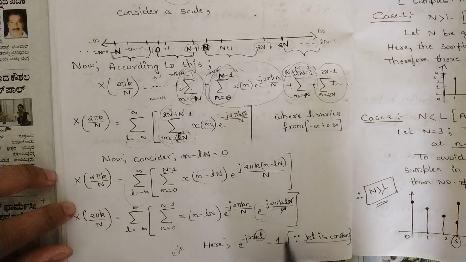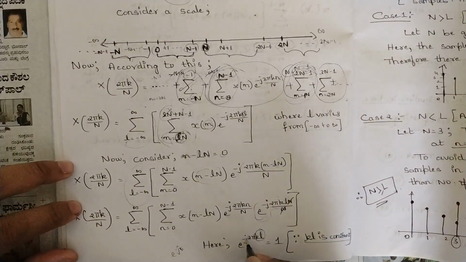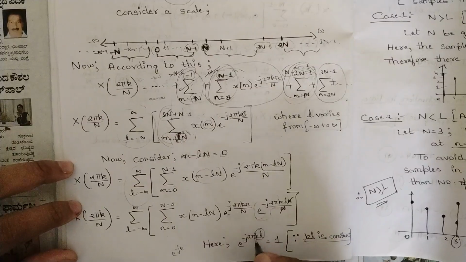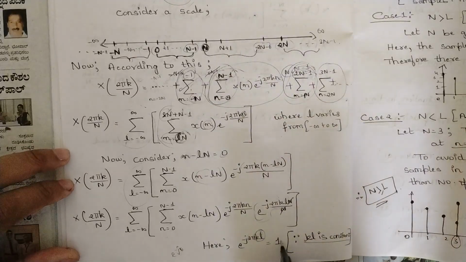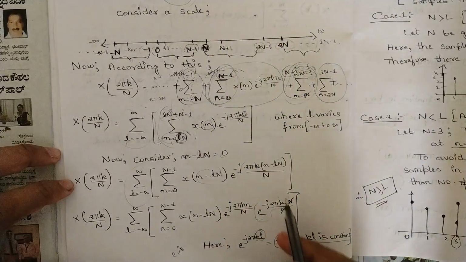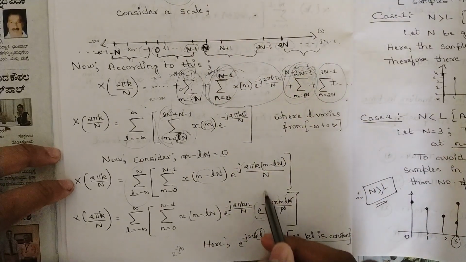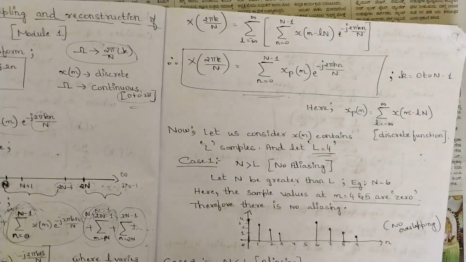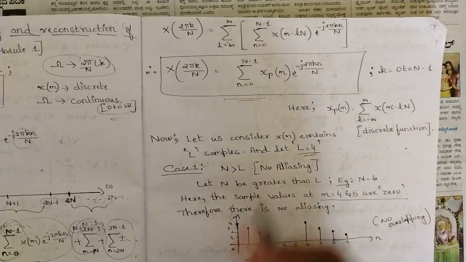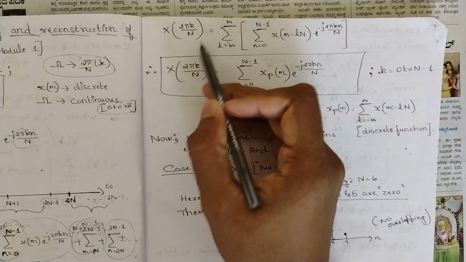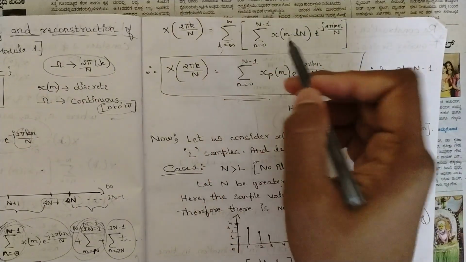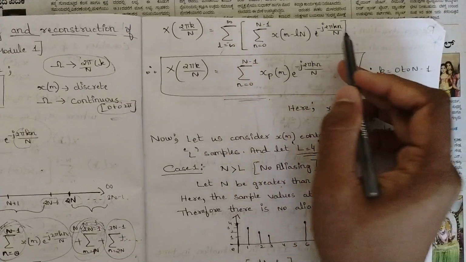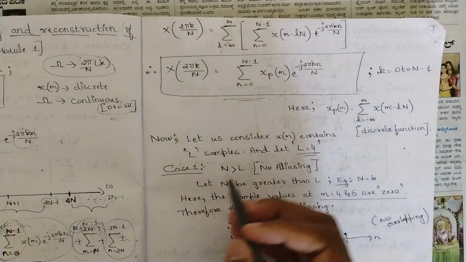So we can see that all the answers are 1 only. That's why we can say that any e power minus j 2 pi into anything that is a constant, 0 to infinity, if you multiply by anything, our answer always would be 1. So that's why this whole term would be cancelled. It would be equal to 1. Then write the rest of the things as it is. X of 2 pi k by N is equal to summation of L equal to minus infinity to infinity. Then write these terms as it is. Here we have 1.